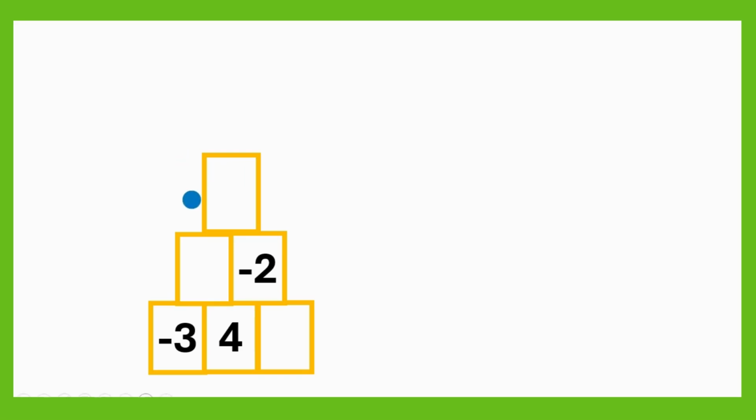We need to find the number that will be here, and so we'll add this and this together, and that will be minus 3 plus 4. Minus 3 plus 4 gives us 1. So the number that will be here is 1. The next is to get the number that will be here. We know that 4 plus the number here must give us minus 2. You should think about the number that you add to 4 to give us minus 2.